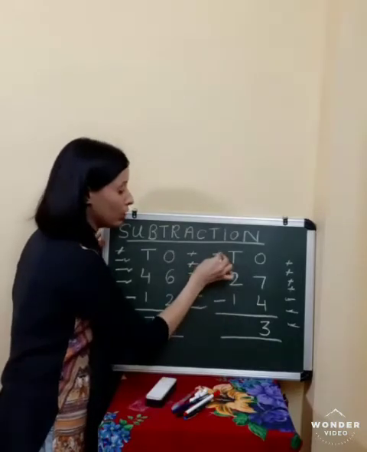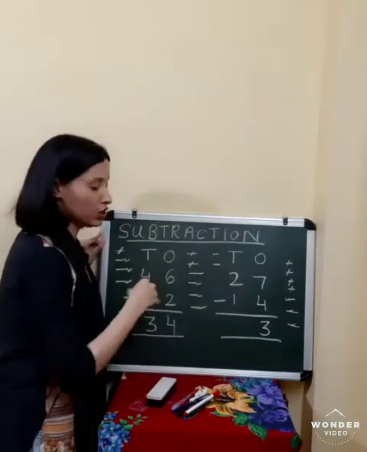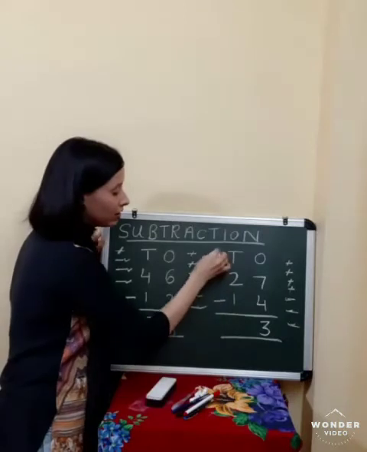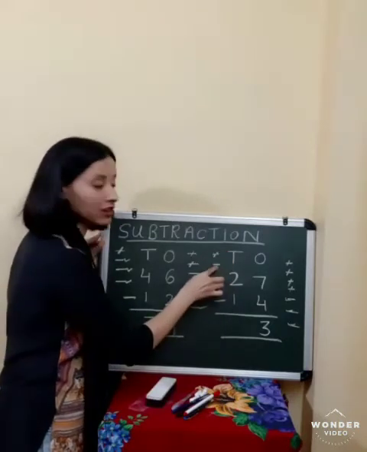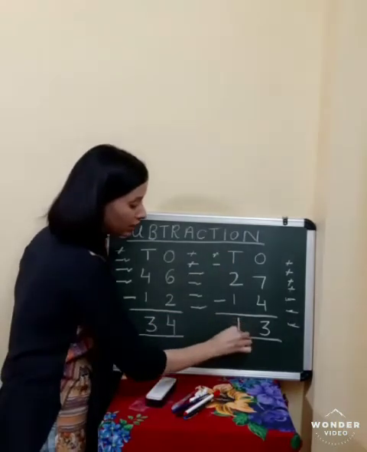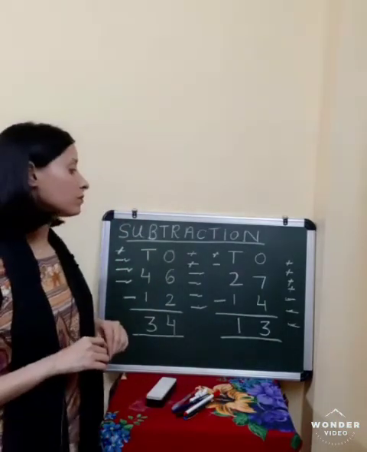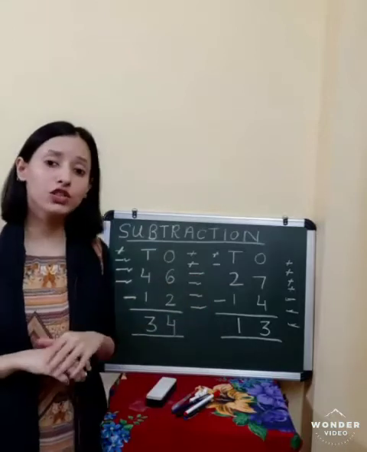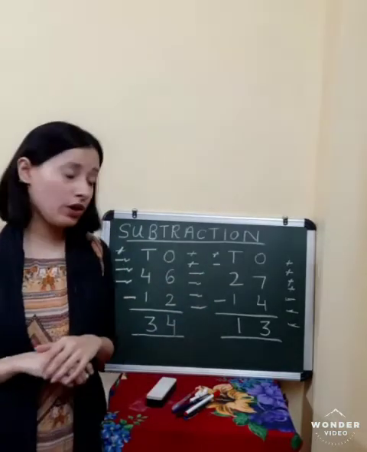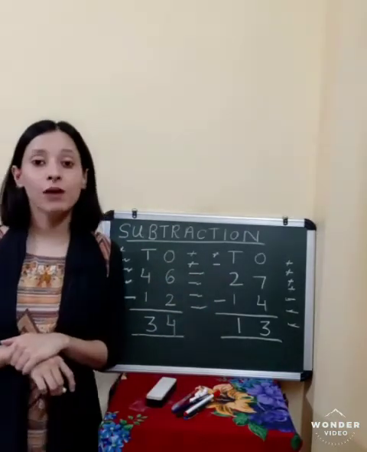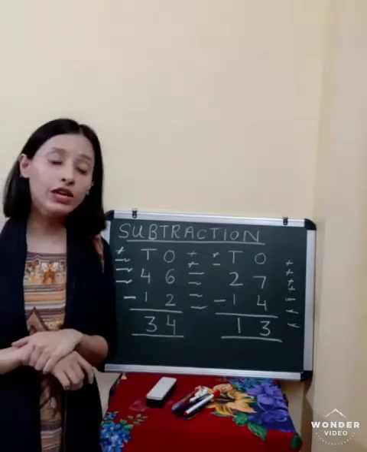Okay. Now over here on top you have 2. So you draw 2 lines, 1 and 2. Take out 1, cut out 1, you are left with 1. So you are going to write 1 over here. Okay children. So this was 2-digit subtraction. Okay. Now after this I am going to teach you borrowing sums.